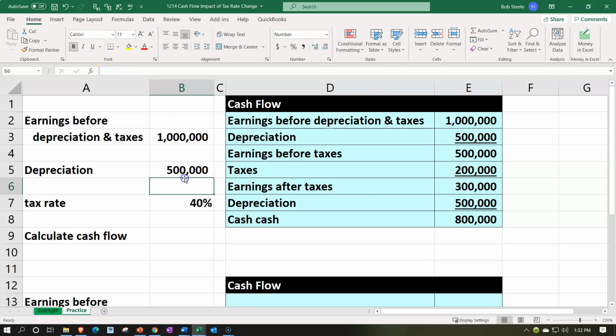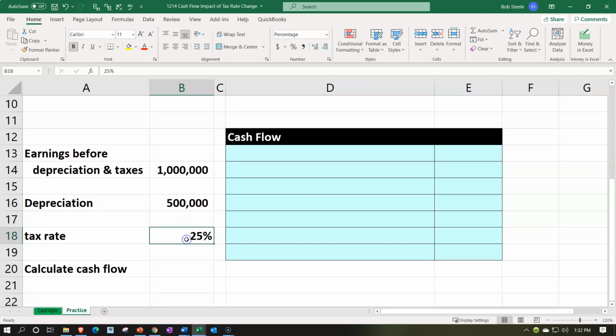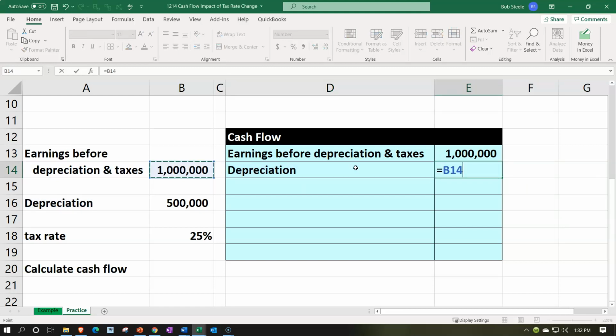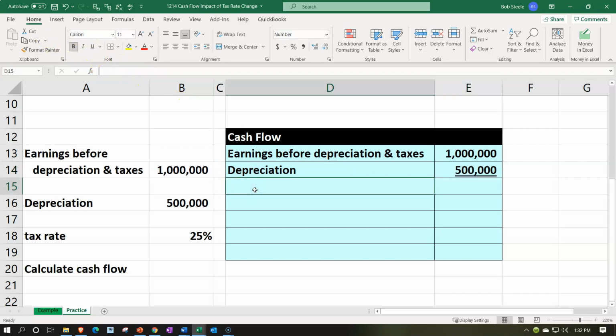There we have it. Let's do the same thing again, this time changing only the tax rate to see what the impact of a change in the tax rate is when everything else is equal here. So now we're going to say, all right, let's do our earnings before taxes and depreciation, which is going to be equal once again to the 1 million. Same thing there. Depreciation, I'm going to say is just plus that item. We're going to say it's 500,000. Same thing there. Home tab, font group, and then underline. That's going to give us our earnings before taxes.